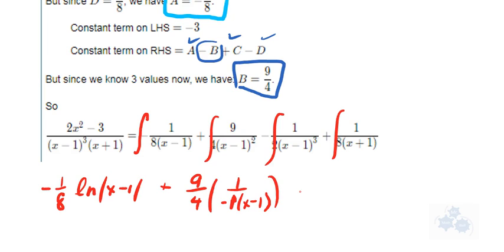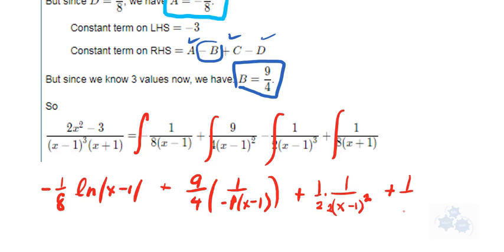Okay. And this one over here is going to be what? It's going to be 1/2 times 1 over x minus 1 squared. Yeah. Okay. So there's a 2 here. Do we need to divide by negative 2? So we'll make that a plus. Yeah. Okay, good. And so then this one here, 1 over x plus 1.